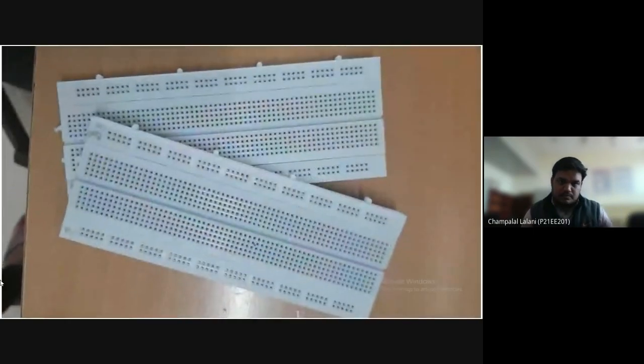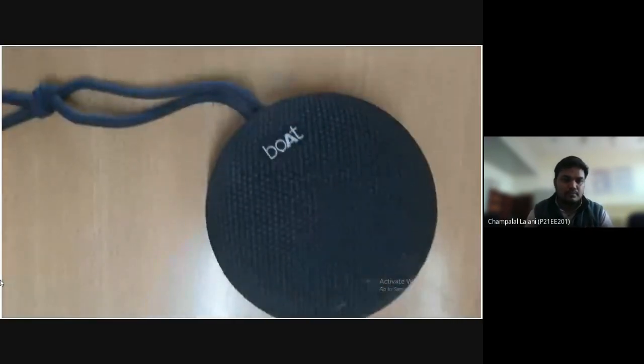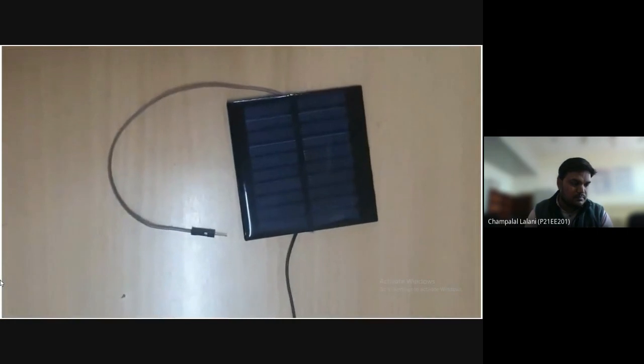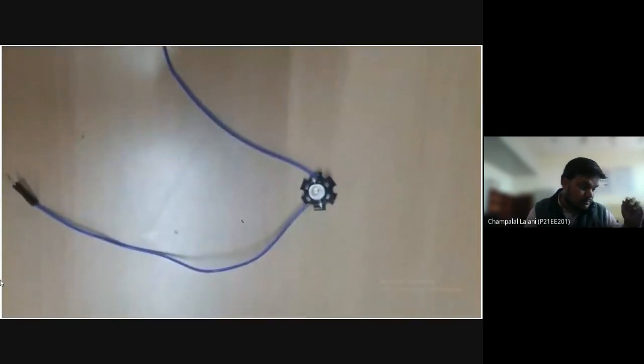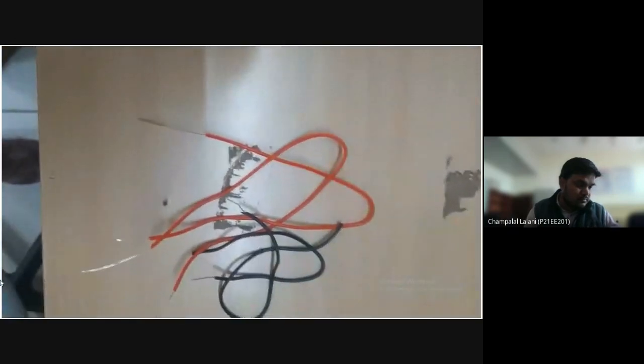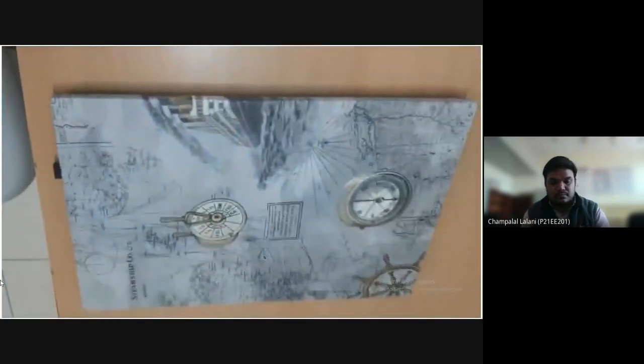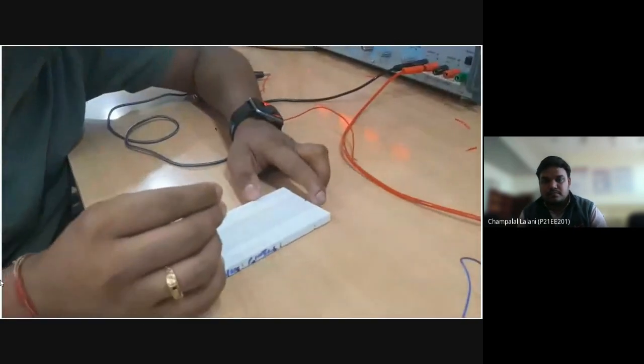I use the following components: a breadboard, speaker, solar panel, several aux cables, one watt LED, a few wires, and the laptop for the input. This is the input circuit.